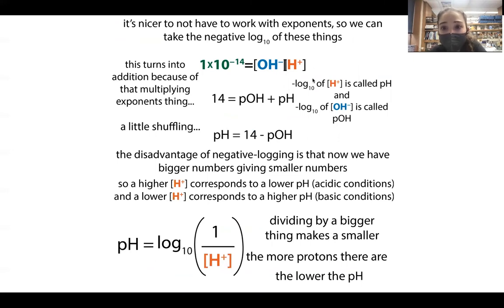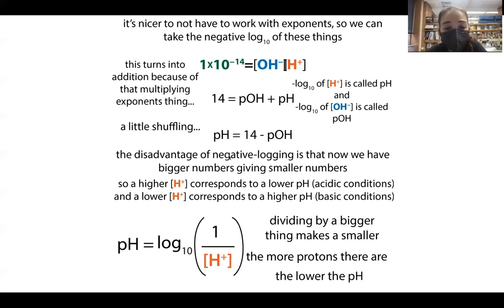And then if we take the negative log, what we end up getting is 14 equals the negative log 10 of H plus, and then negative log 10 of OH minus. And so we just abbreviate these pH and pOH. And then if we shuffle these around a little, we see that the pH equals 14 minus the pOH.